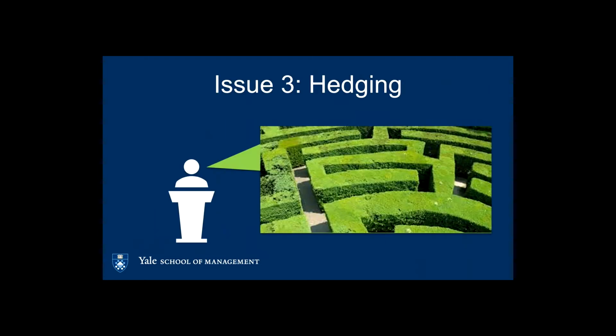Issue number 3 is hedging. This can be a good strategy when you're being cautious, when you're being careful about what you're saying. Some examples of hedging are phrases like, it seems, we assume, it could be the case that, or words like sometimes, probably, possibly, or modal verbs like might or could. These are all very helpful.